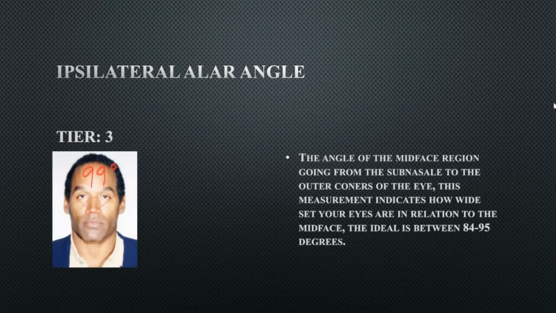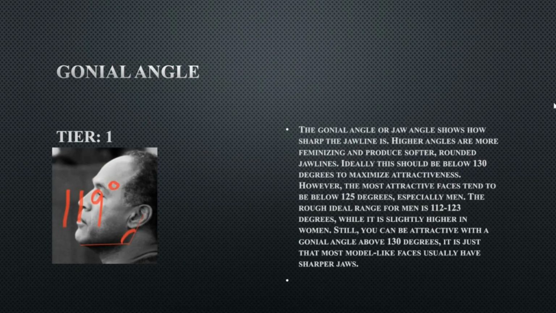His ipsilateral alar angle, so the angle created from the midface, from the subnasal all the way down to the outer regions of his eyes, is a tier 3, and this is 99 degrees, and it falls a little bit short outside of the range at 95 at the upper end, and his falls 4 degrees outside of it, so this isn't too bad, so this is within the normal range. His gonial angle is 119 degrees, and this is perfect.